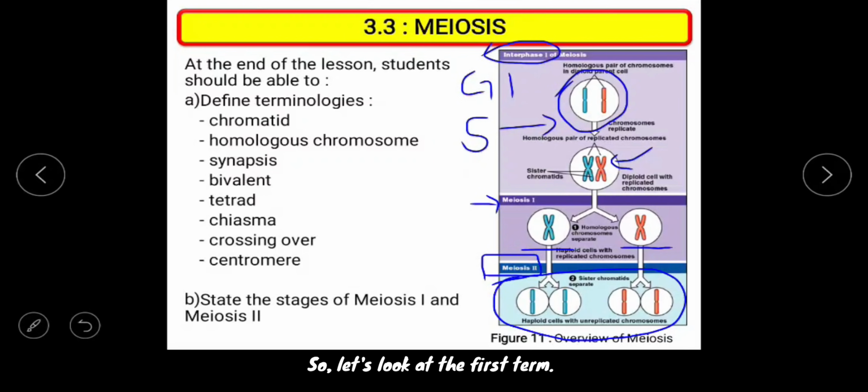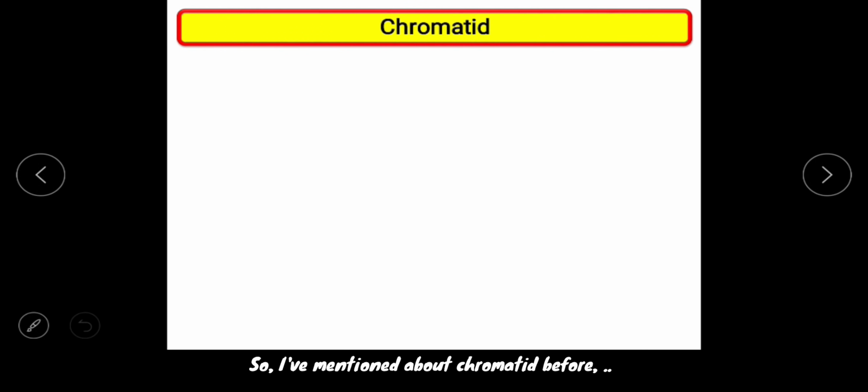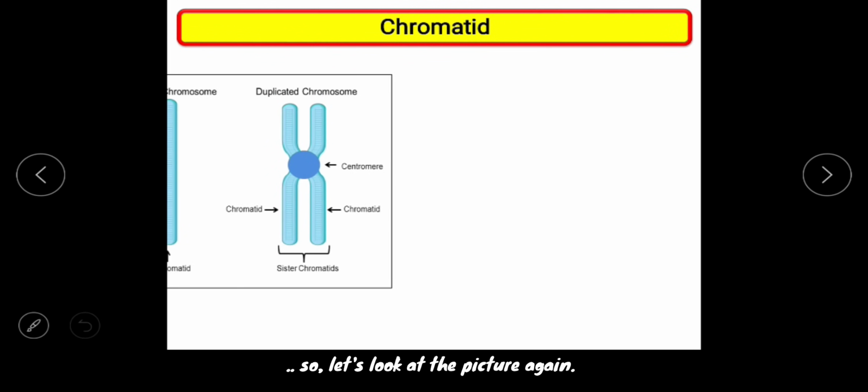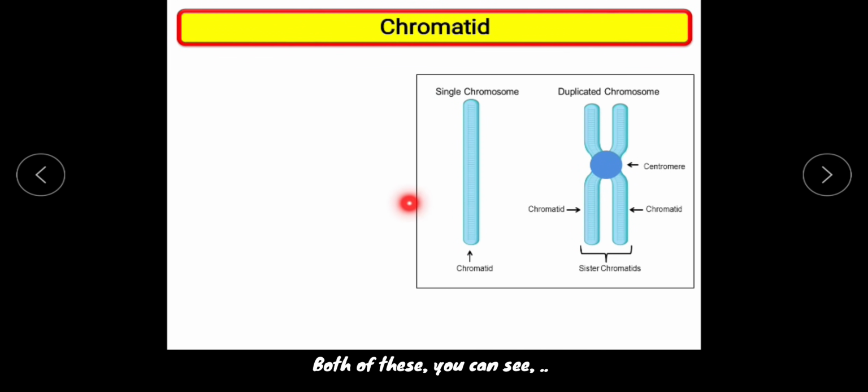So let's look at the first term, which is chromatid. So I've mentioned about chromatid before, so let's look at the picture again. Both of these, you can see, this is one chromosome, single chromosome, but in form of chromatid. The second picture is also one chromosome, but it's in form of sister chromatid.